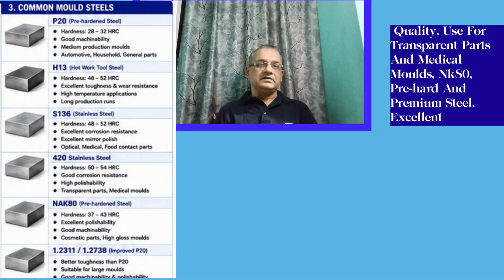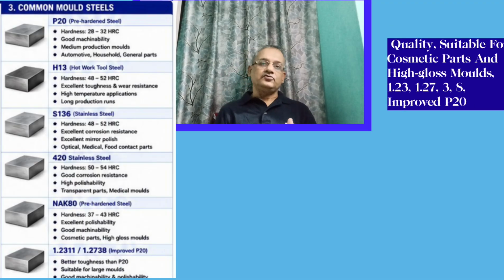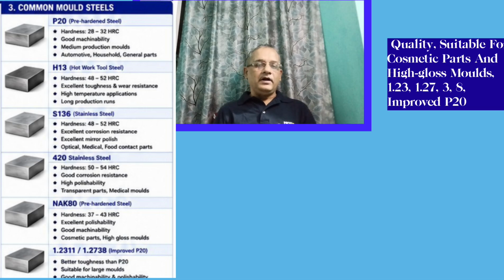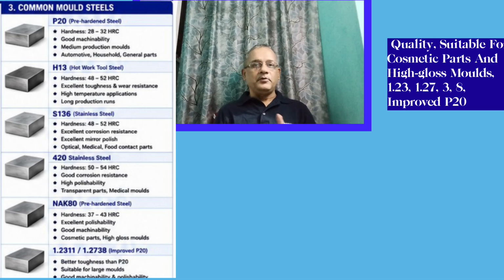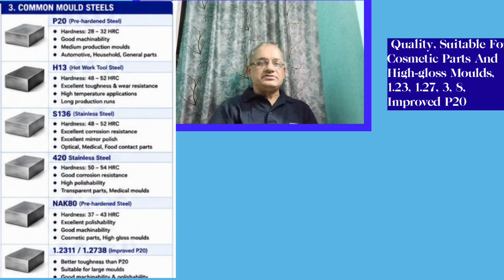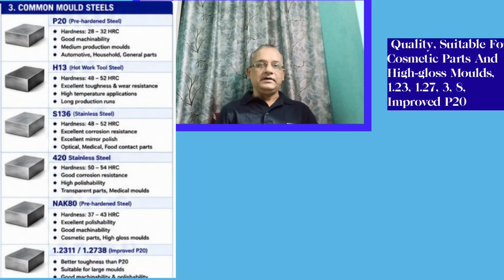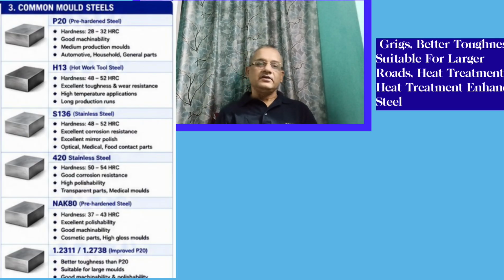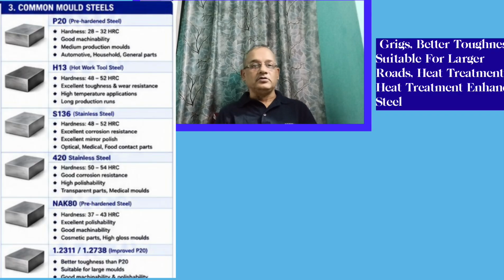NAK 80. Pre-hardened premium steel, excellent polishability, suitable for cosmetic parts and high gloss molds. 1.2311 or 1.2738. Improved P20 grades, better toughness, suitable for larger molds.